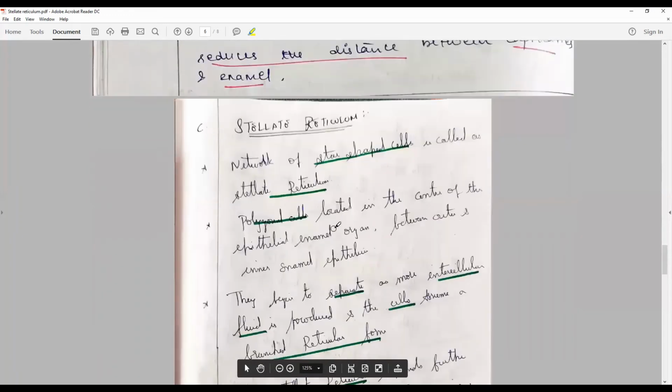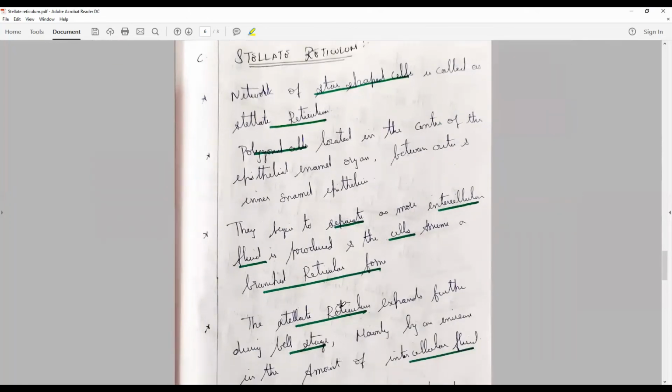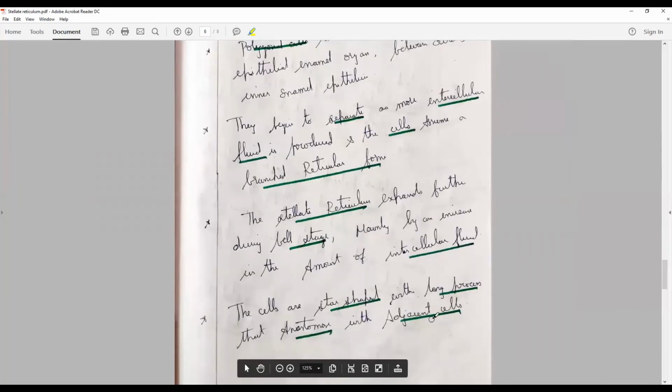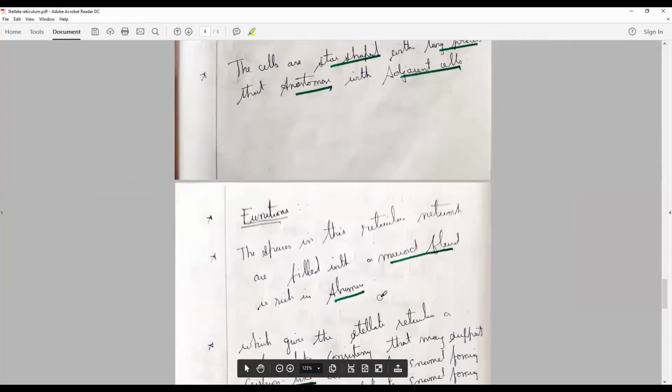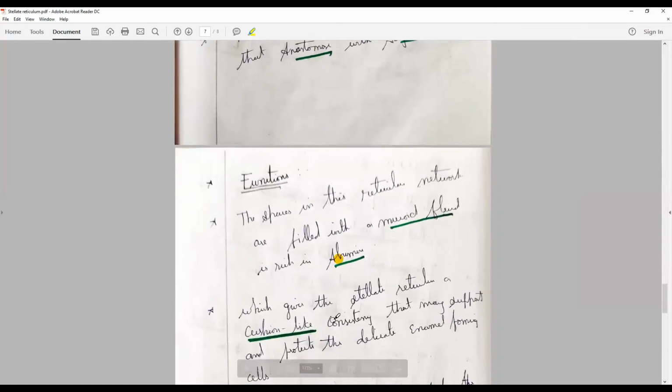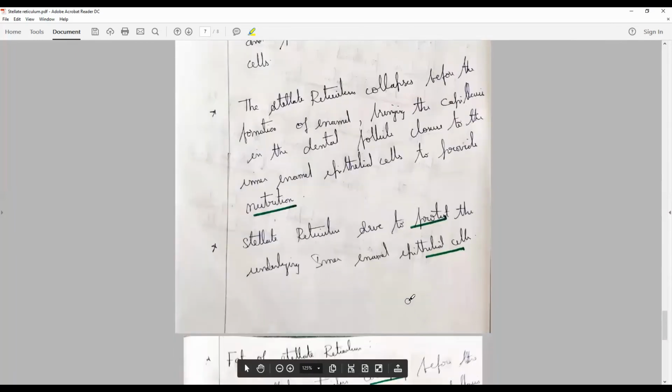Okay. Another candidate, how he has beautifully highlighted the keywords, though the handwriting is not in his favor. He has made a sincere attempt to highlight the keywords: separate, intracellular fluid, cells, branched reticular form, bell stage, intracellular fluid, star-shaped long processes that anastomose with the adjacent cells, functions, mucoid fluid, rich in albumin, nutrition, cushion-like consistency, collapse, fate. Okay.